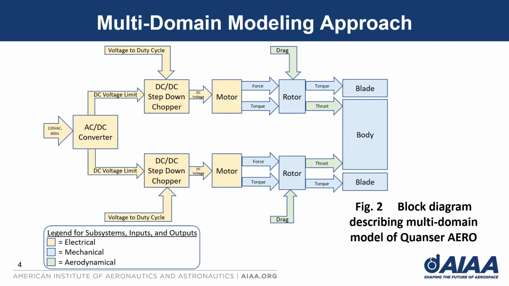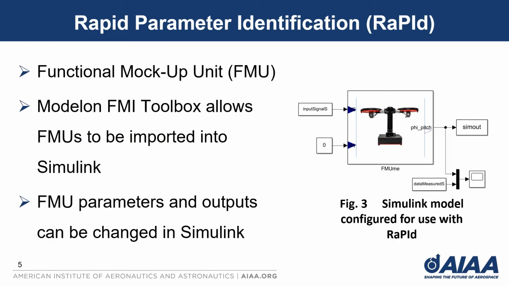Using the RaPId toolbox and output data measured from the AERO, we can improve the response of the model to more accurately reflect the behavior of the physical system by optimizing certain key parameters in the model. RaPId, parameter identification, more commonly referred to by its acronym RaPId, is an open source modular toolbox developed in MATLAB and Simulink for automated model validation, calibration, and parameter estimation. It's compatible with multi-domain models developed in Modelica through the use of functional mockup units, or FMUs.